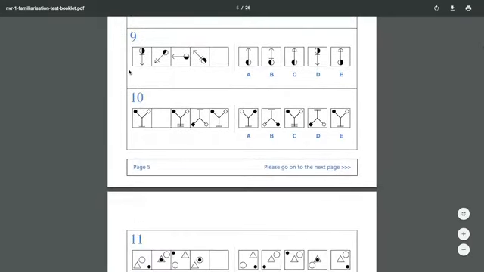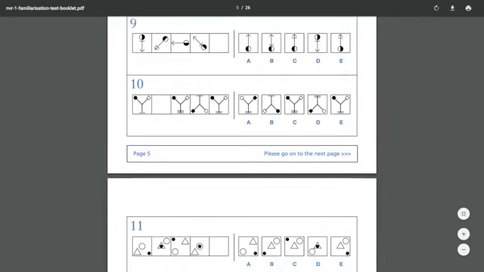What about number 9? In number 9, if you look at the shape, the shape is moving in all the directions. It's moving this direction, then this direction, going again 180 degrees. And then it's going this way, it's going this way. So what's going to happen next? Yeah, that's E for that. That's a good one.